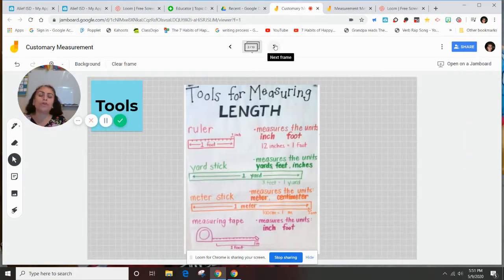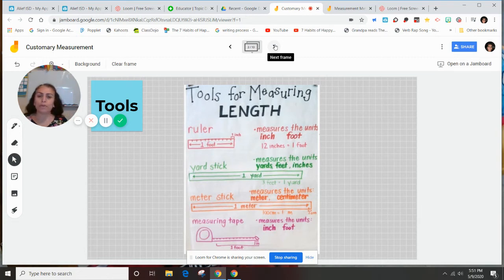The tools that we're going to be using for measuring length in customary units are going to be inches. So when I use a ruler, I'm going to have two parts of my ruler. One part is going to show the inches, and the bottom part is going to show centimeters, which we're not going to use right now because we're going to focus on this part with the inches. My whole ruler is going to be 1 foot. 12 inches is equivalent to 1 foot.